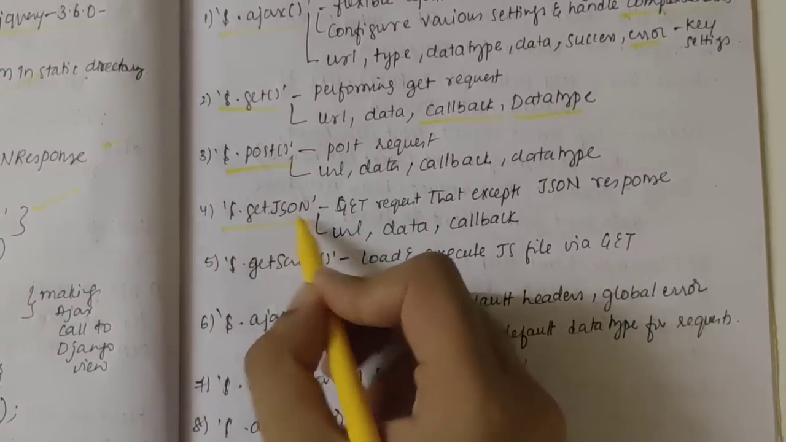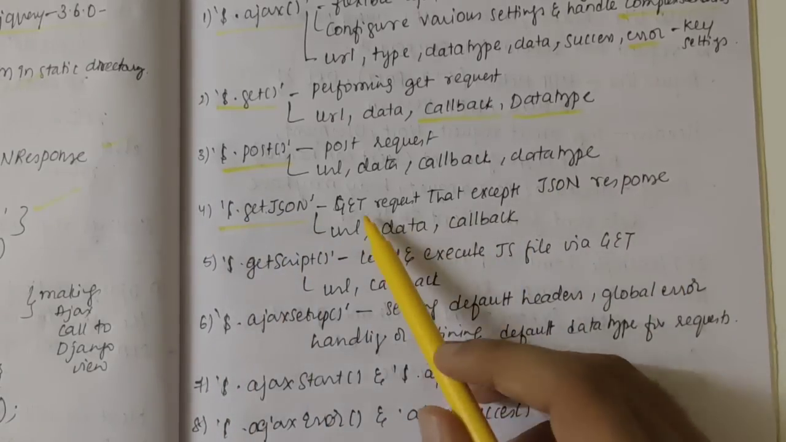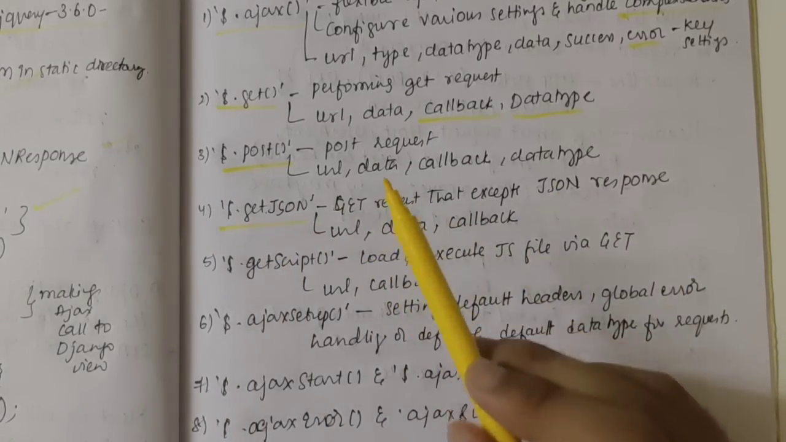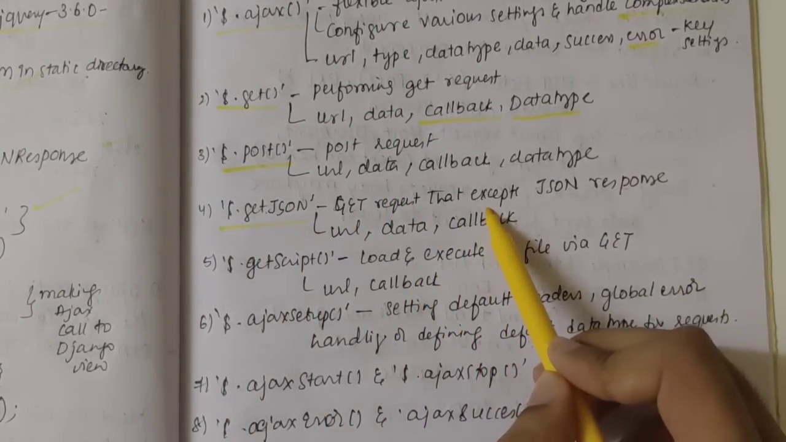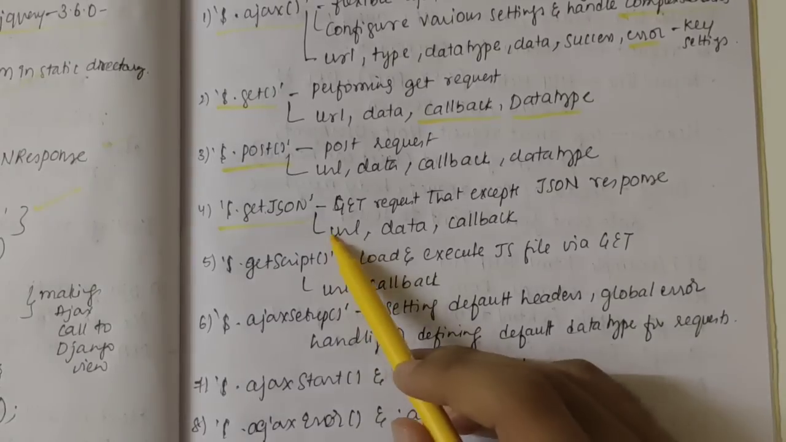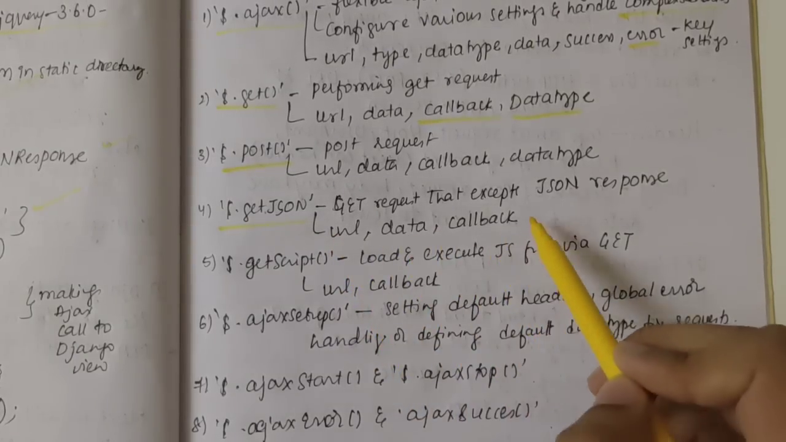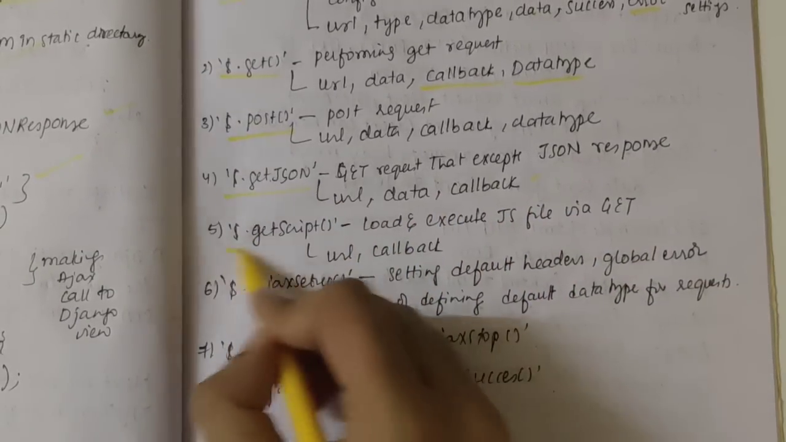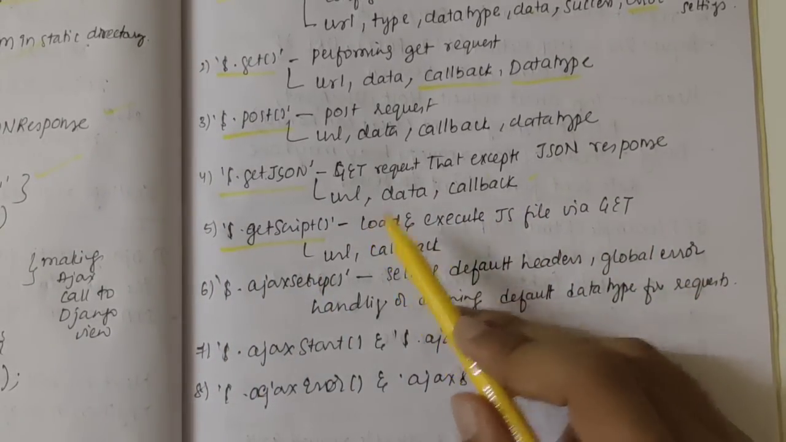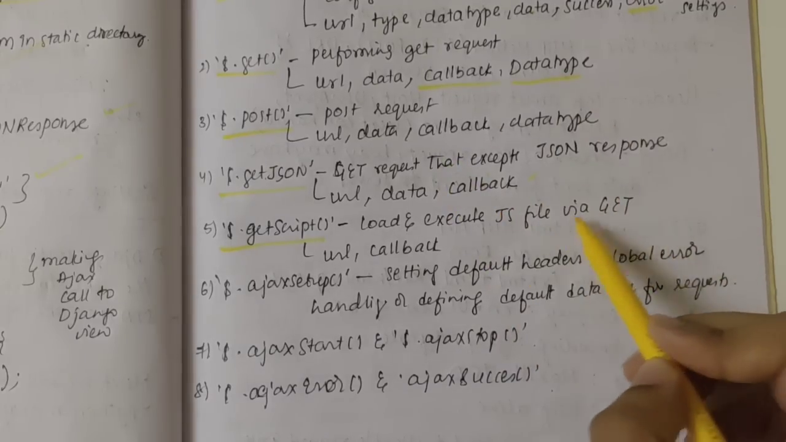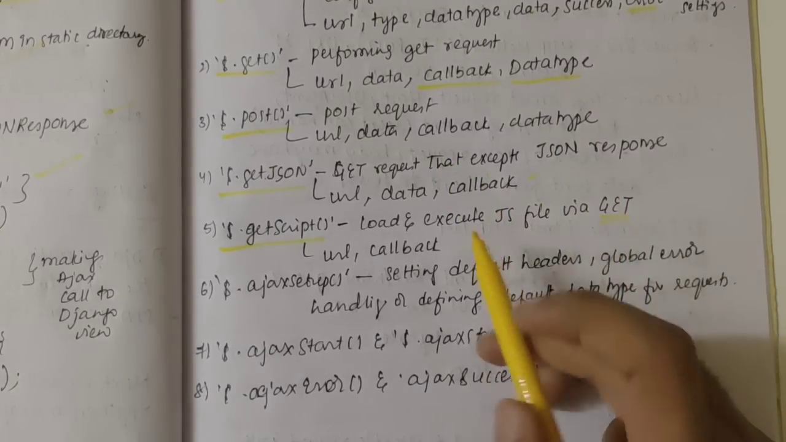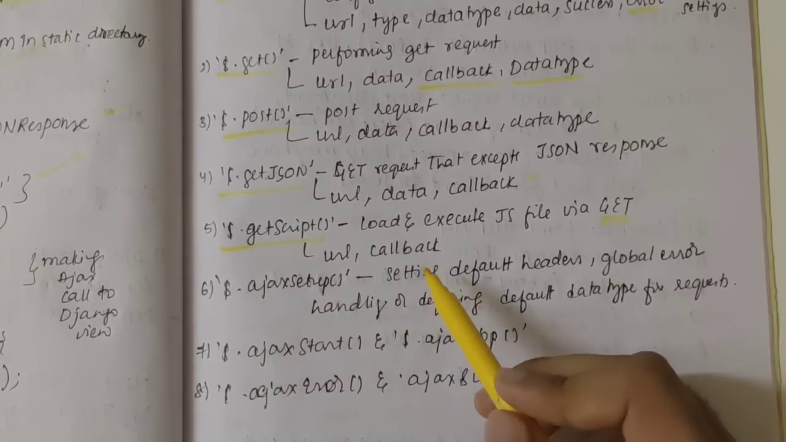Next I have $.getJSON. So getJSON means I'm making use of a get request that accepts the JSON response. That is, here I'll have the URL, data and callback. Next I have getScript. In getScript, it is to load and execute a JavaScript file via the get method. So here again I'll have the URL and callback.